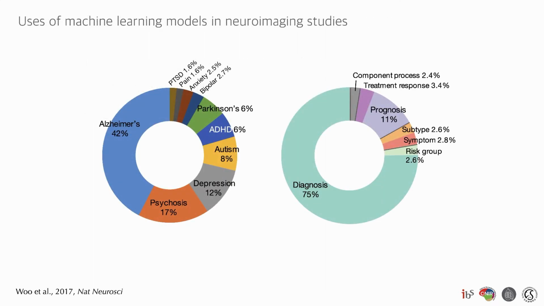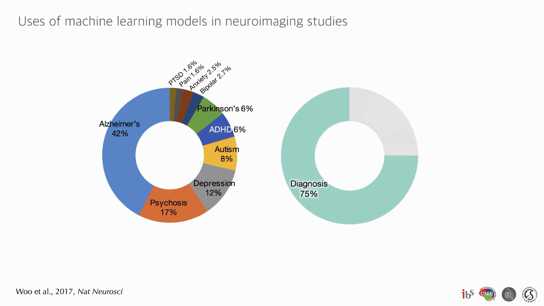So if you examine what the machine learning models were designed for in many translational neuroimaging research, you can see most of them were designed for diagnosis. But will these diagnostic models be clinically informative?